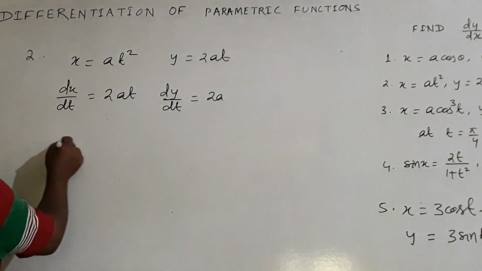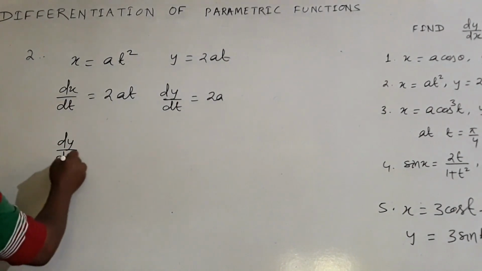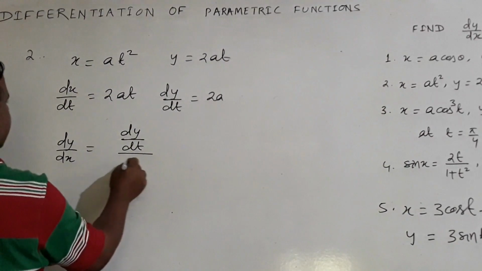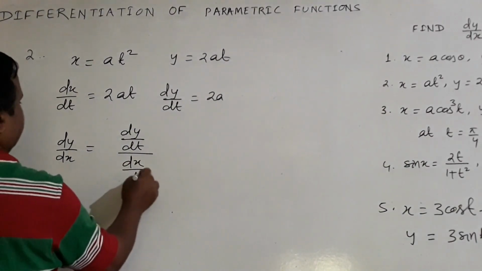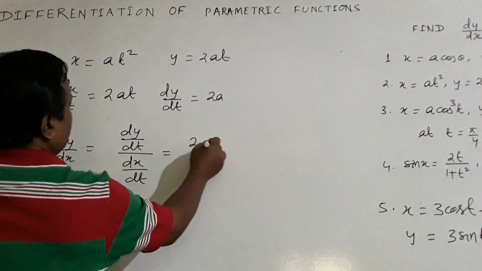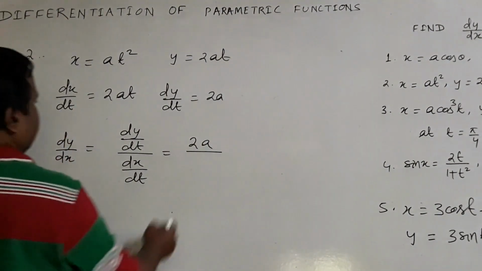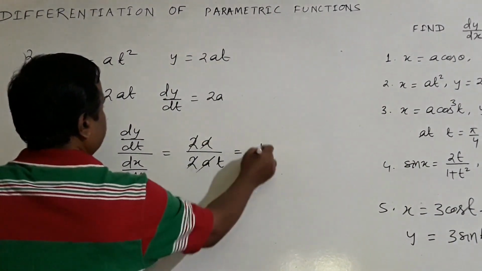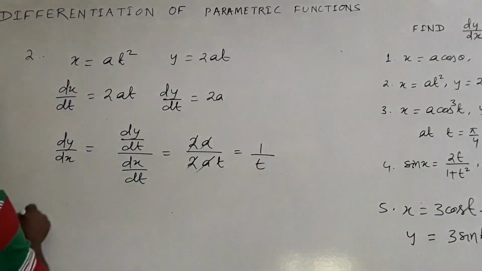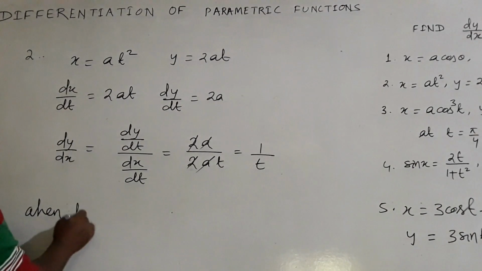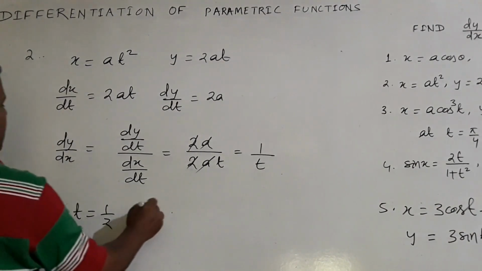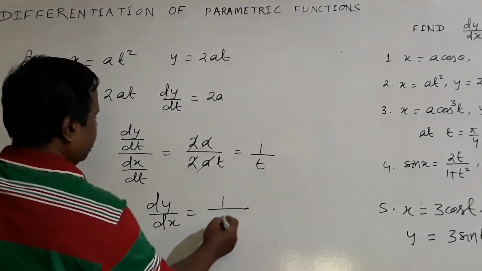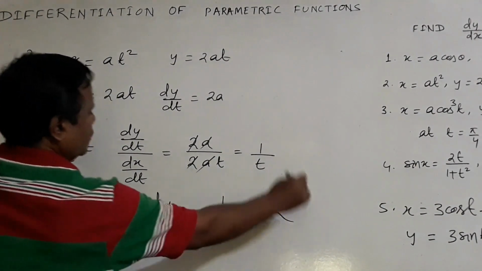Okay. Now, what is dy by dx? dy by dx is dy by dt divided by dx by dt. Now, dy by dt is what? 2a. dx by dt what? 2at. Cancel. It becomes 1 by t. When t is equal to half, dy by dx is equal to 1 by 1 by 2. It becomes 2. Okay.